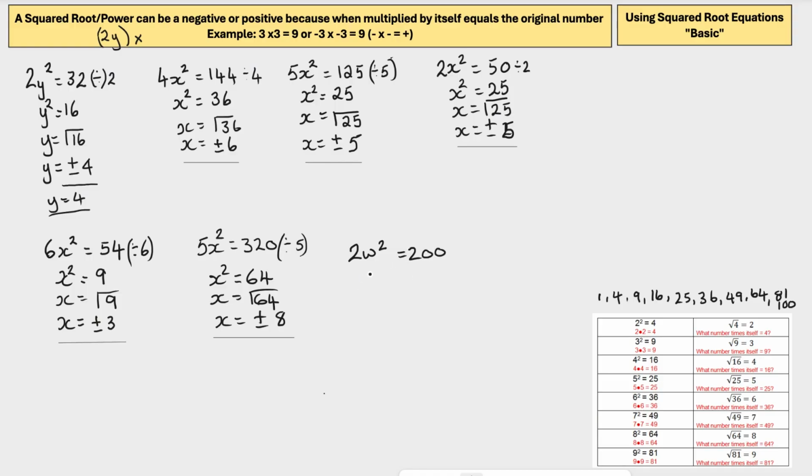So we can divide by 2. We'll take our square root over. And the square root of 100 is a plus or minus 10. And that's because 10 times 10 equals 100. So there's some really common numbers here, okay?